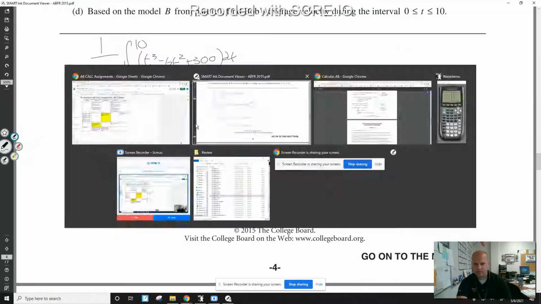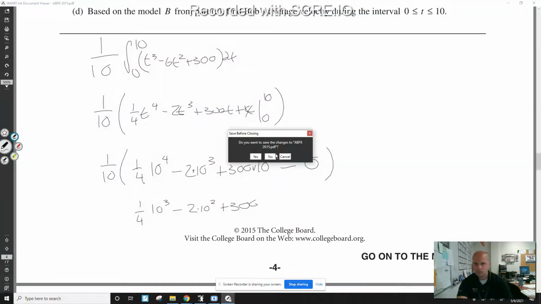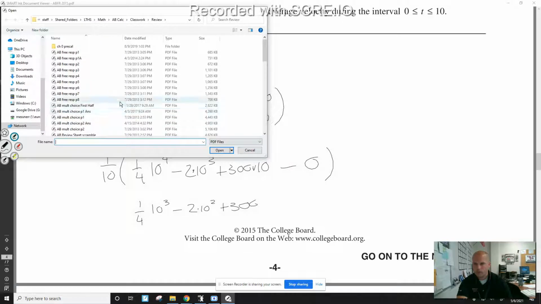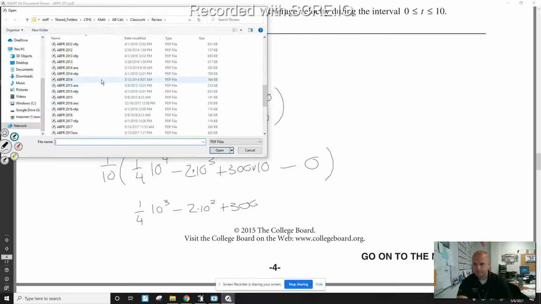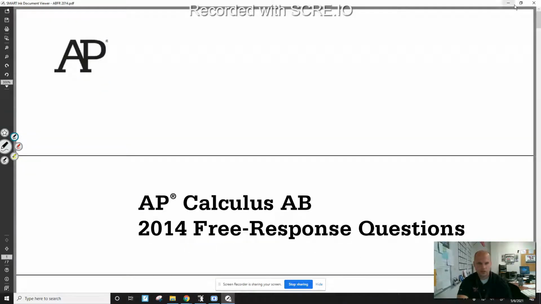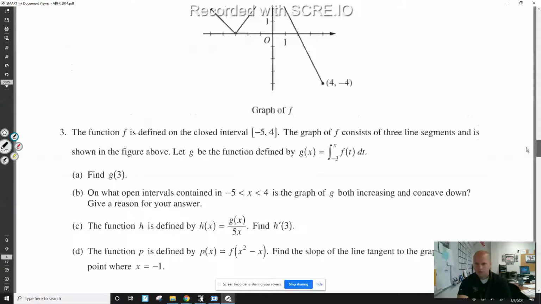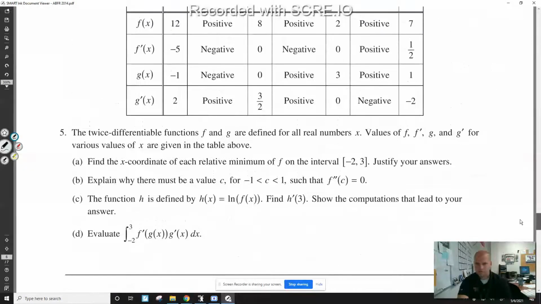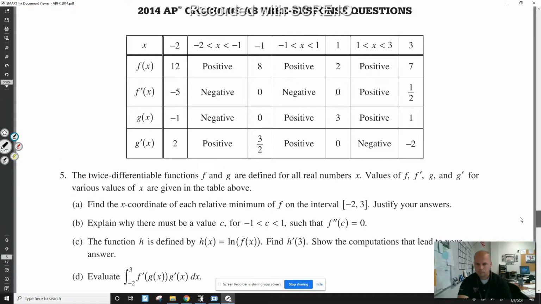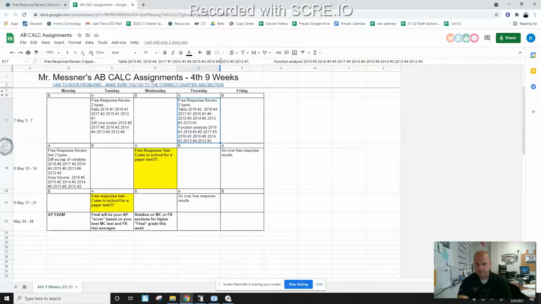2014, number 5. I think I might stop here. If this is all I can do in this time, then you guys would take longer to do these. This is really a function analysis one. Let's go to 2013, number 3.